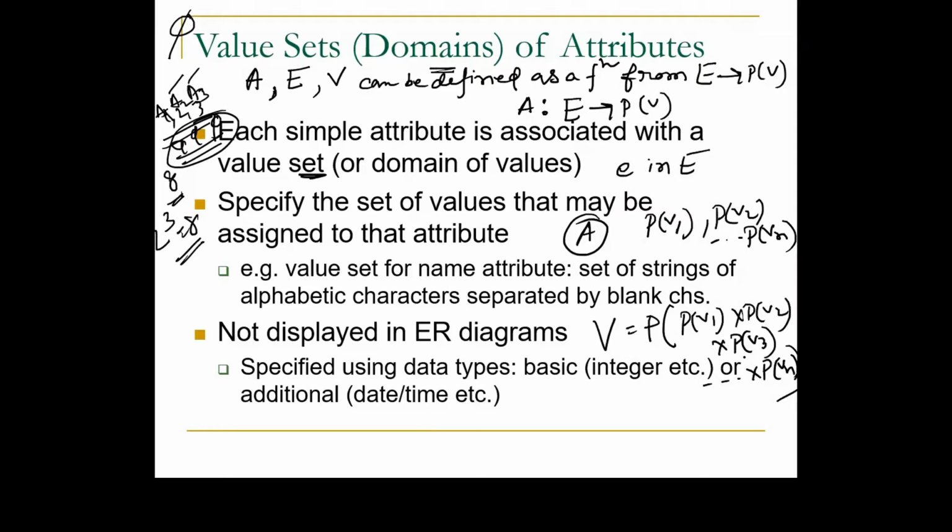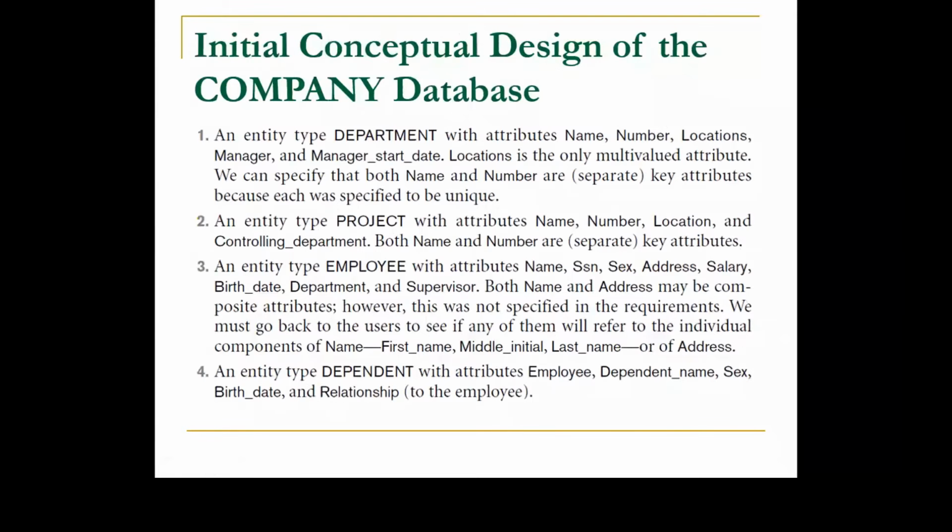Okay. Next is the initial conceptual design of the company database. Throughout this course, we will be having this company database where we are initially starting with, let's say, 4 entity types, which are nothing but department, project, employee and dependent.